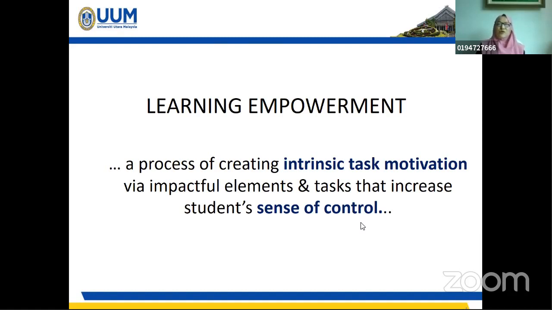What is it actually? We are trying to create intrinsic task motivation via impactful elements and tasks that increase students' sense of control. I don't know about others, but to me, controllability is very important in any individual's life. The feeling that I'm in control, not queen control here. I'm in control in the sense that I'm in control of my learning destiny. I know what to do and I know I can do it. I believe I can do it and I know where to find the resources. Those are the sense of control we're talking about in learning. Because some students are still unsure due to lack of confidence, due to lack of ability in certain subject matter.